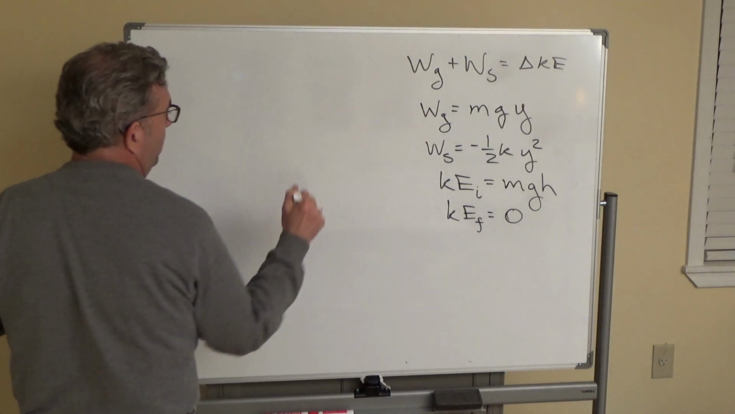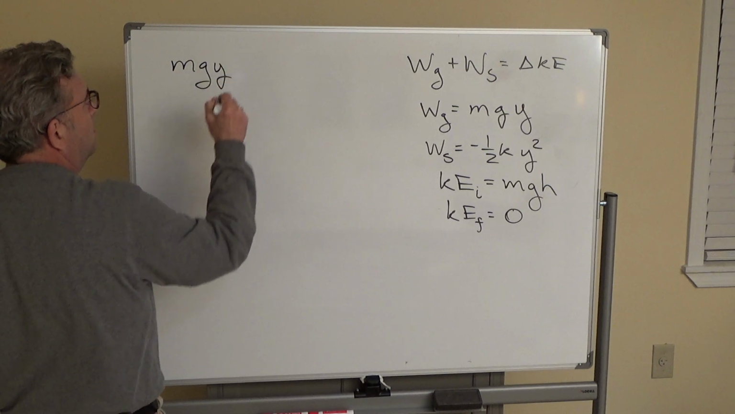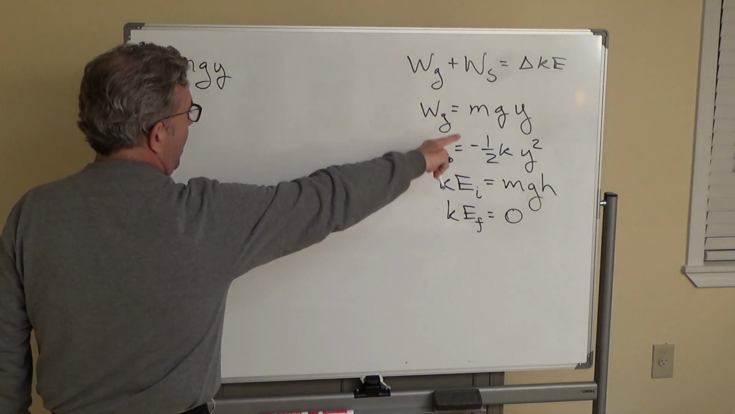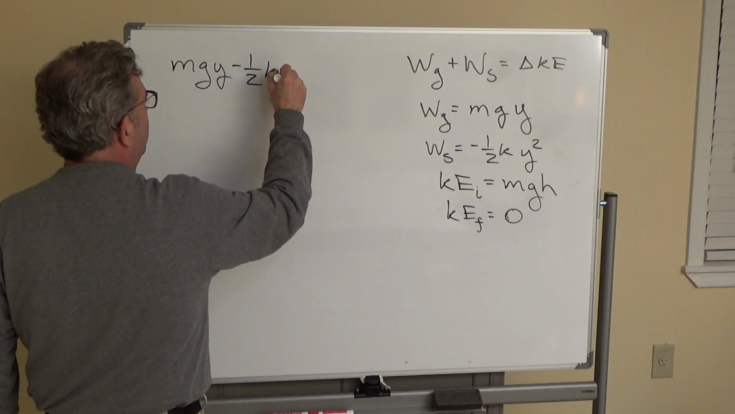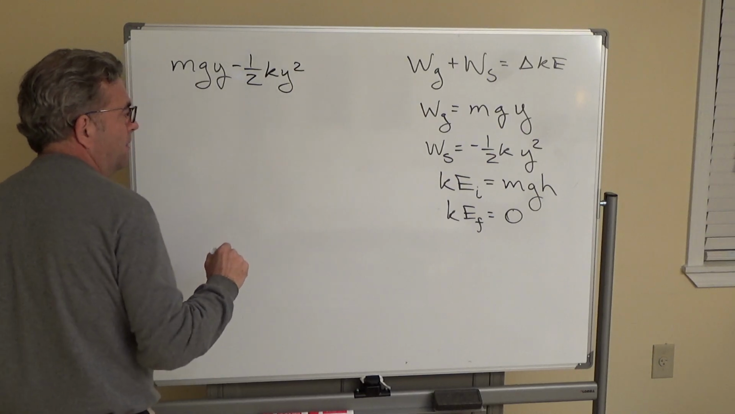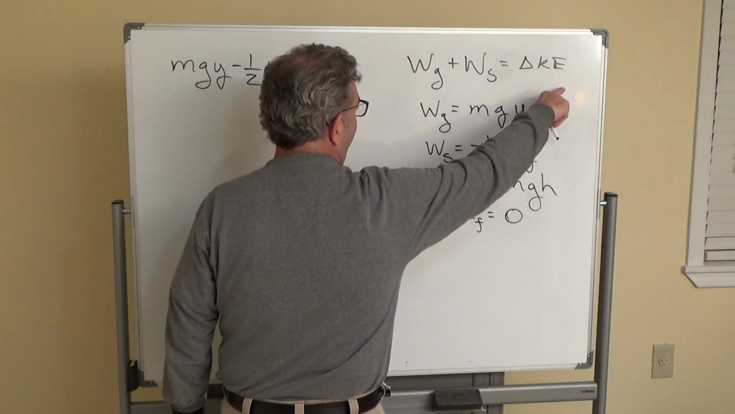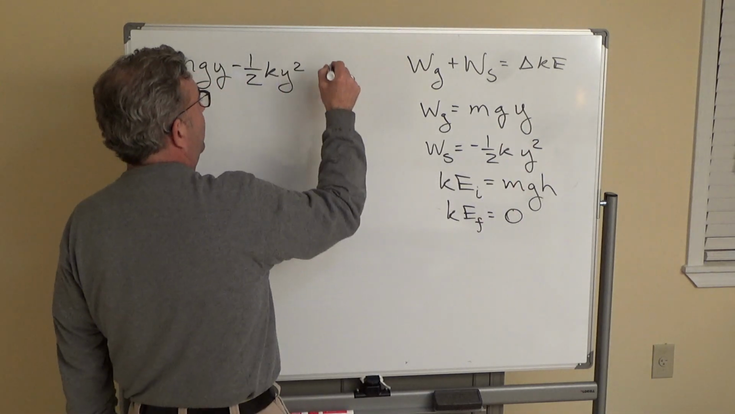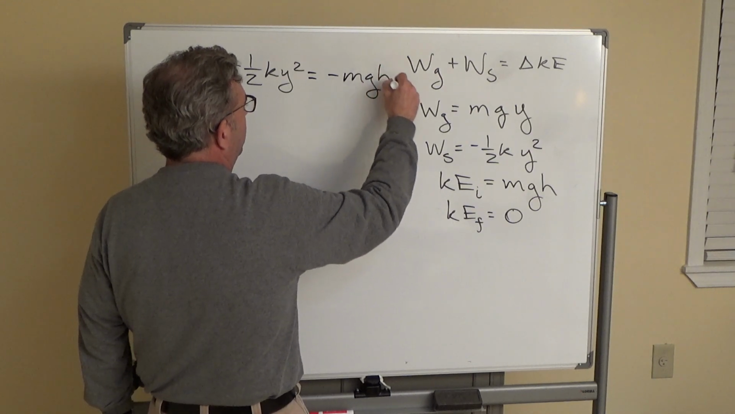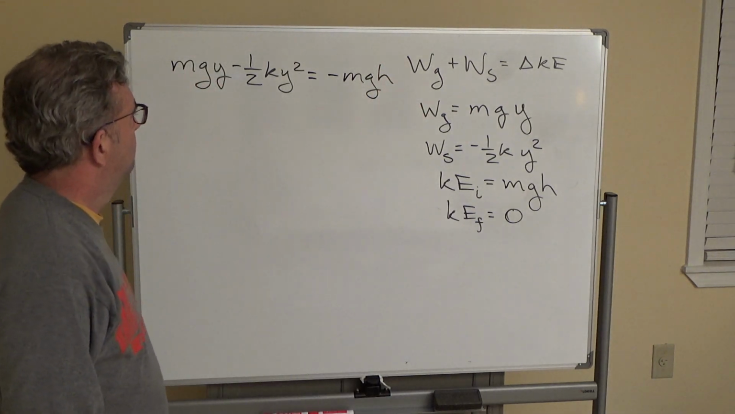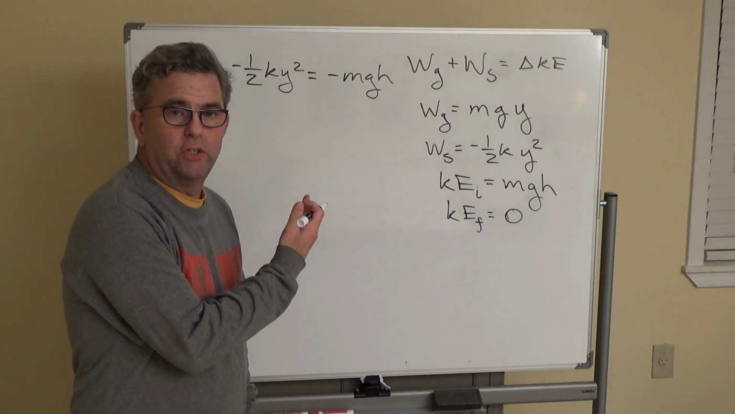So we have the work done by gravity, mgy, plus the work done by the spring, that's a negative 1/2 Ky squared. Then we have KE final minus KE initial, that's delta KE. So this is equal to negative mgh. Okay? How do we solve an equation like this?